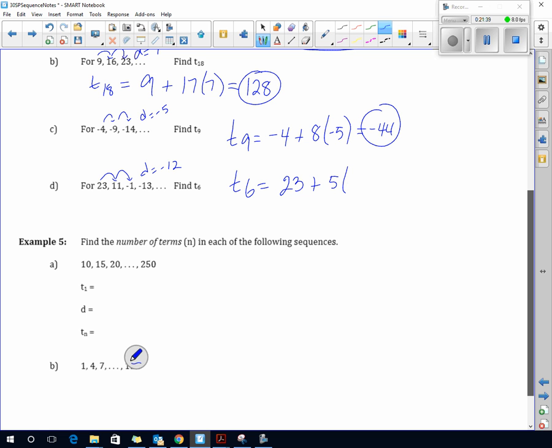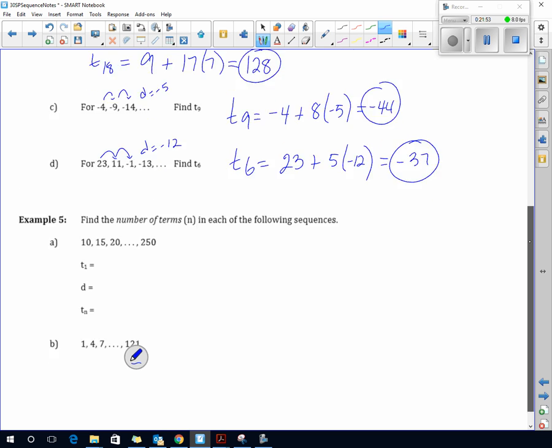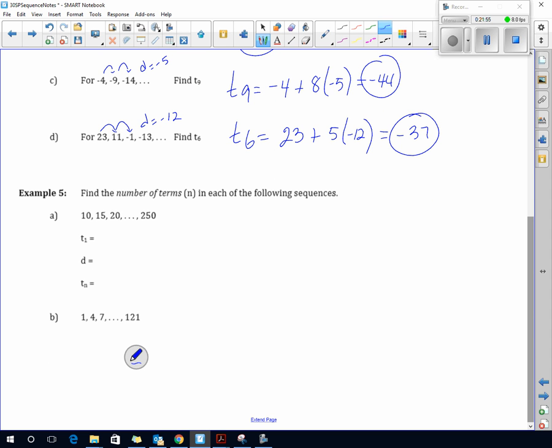Okay. Find the number of terms in the following sequences. So basically, I found that term 6 was already negative 37. You need to find that as term 6. That's what I'm looking for here. So you're kind of working backwards. Again, it's just a formula. You're working towards the formula, right?